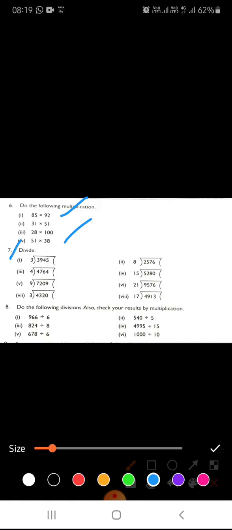Now question number 7, in this case you have to do the division. You all know how to do division. So you have to just divide these questions. This and this is your homework. These you will do yourself.